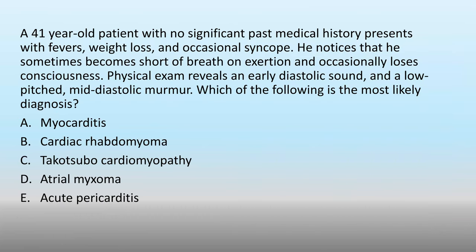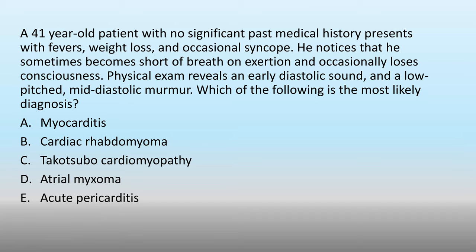Let's move on to the last few questions here, moving on from arrhythmias back to structural. So a 41-year-old patient, no significant past medical history, with fevers, weight loss, syncope. He becomes short of breath on exertion and occasionally loses consciousness. There's an early diastolic sound and a low-pitched mid-diastolic murmur. Which of the following is the most likely choice? Myocarditis, cardiac rhabdomyoma, Takotsubo cardiomyopathy, atrial myxoma, or acute pericarditis.